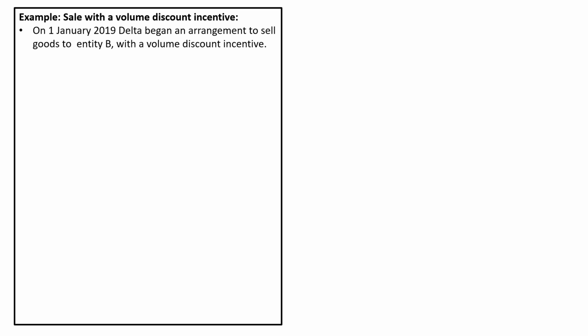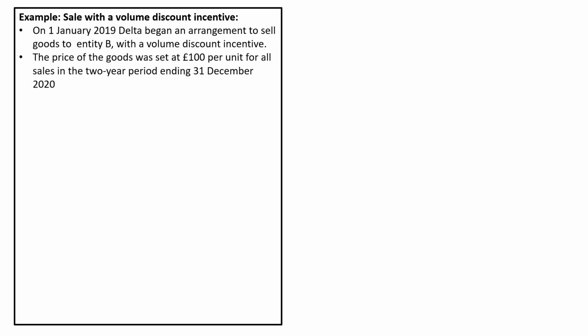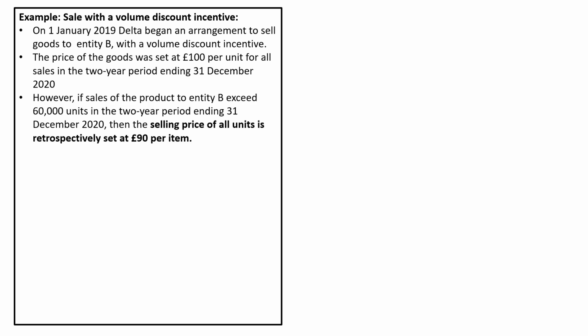On 1st of January 2019, Delta began an arrangement to sell goods to Entity B with a volume discount incentive. The price of the goods was set at £100 per unit for all sales in the 2-year period ending 31st of December 2020. However, if sales of the product to Entity B exceed 60,000 units in the 2-year period ending 31st of December 2020, then the selling price of all units is retrospectively set at £90 per item.